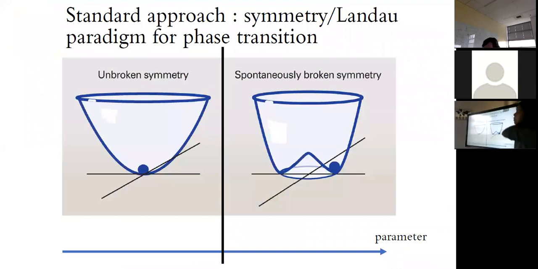So, let's say we want to understand phase transitions. Here is the standard approach, which is the Landau paradigm for phase transitions. You have a parameter which you are dialing to go from one regime of the parameter space to another regime. You have a Lagrangian which is invariant under certain symmetry transformations in both regimes. And let's say your ground state breaks the symmetry in one regime and doesn't in another. Then you can say for sure that the two regimes are separated by a phase transition. So that's the Landau paradigm. This is a theorem, right?